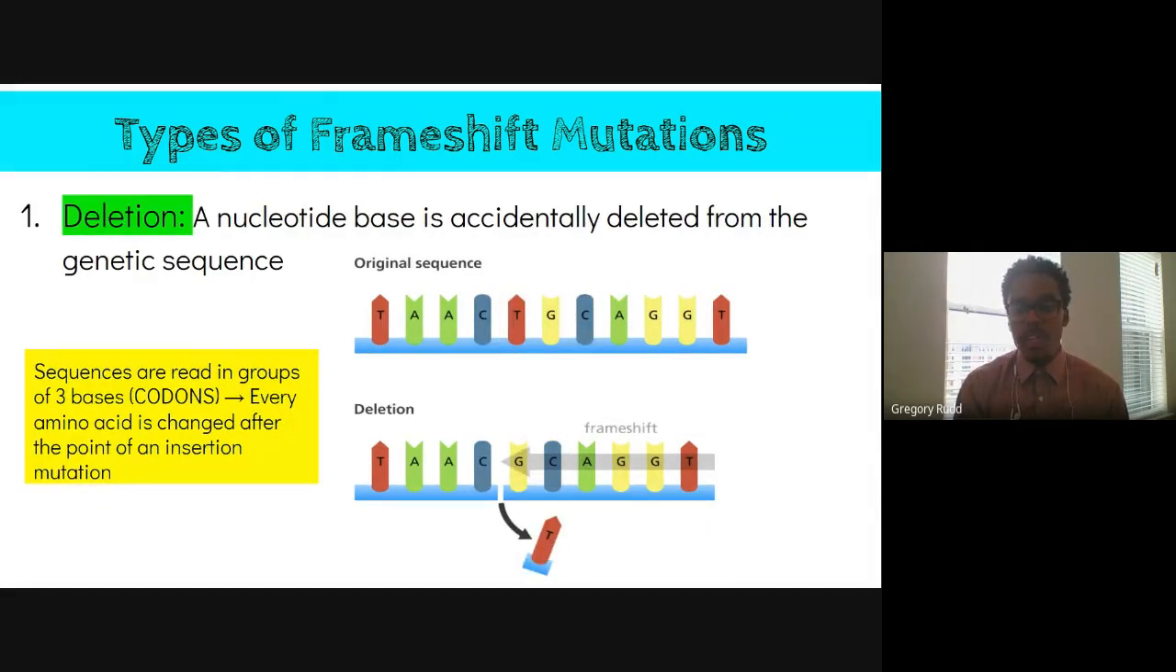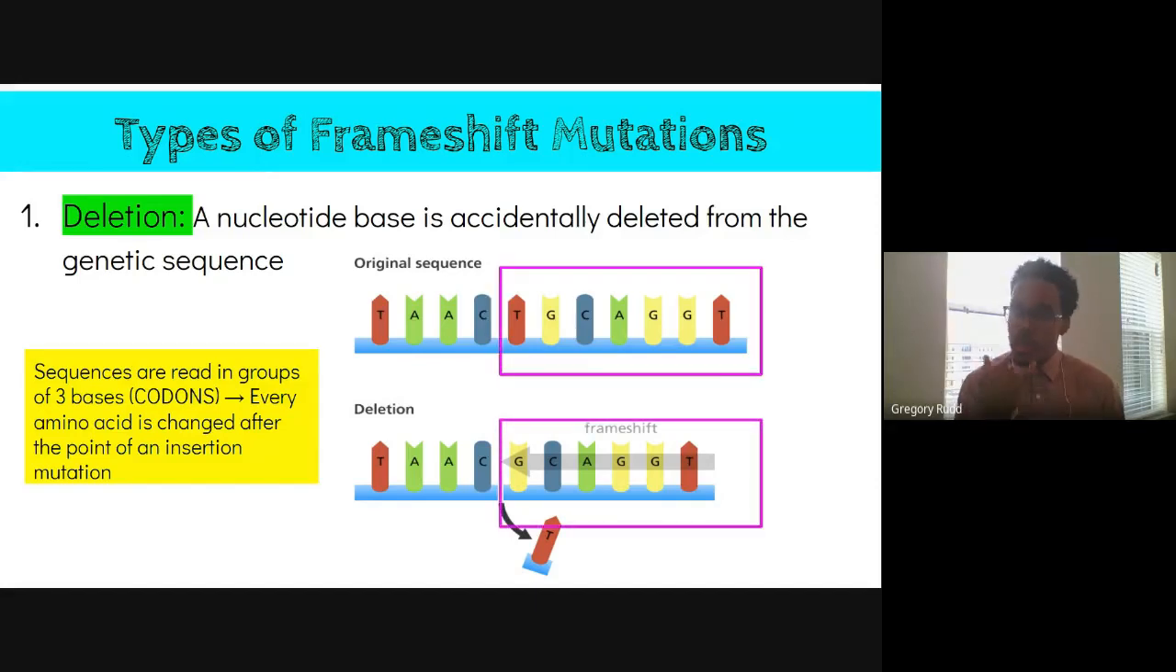A deletion really functions in the same way. A deletion also shifts the base over, or shifts the frame over, I should say.